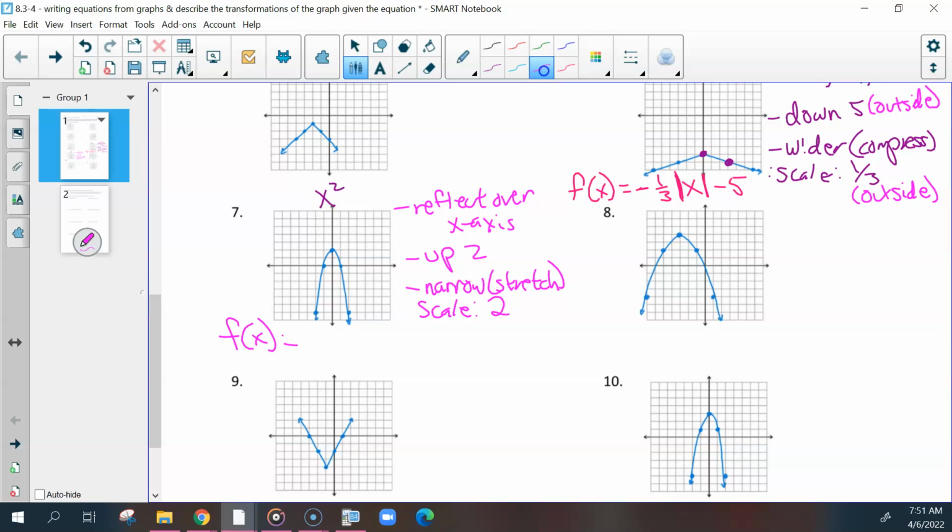When we start to write this, what would come first? The scale would be in the front, but there's something else we need. The negative. We have the negative and then 2. And then the x squared. And the last thing? Plus 2.